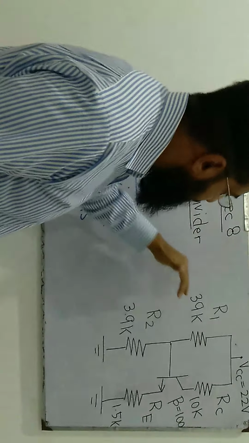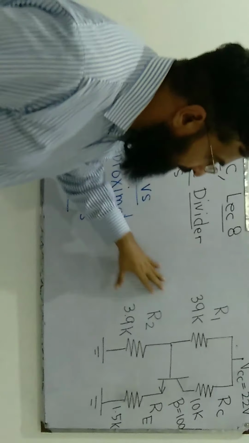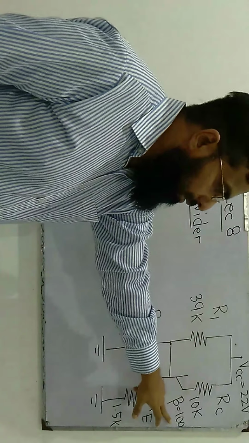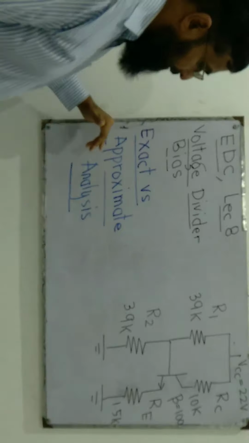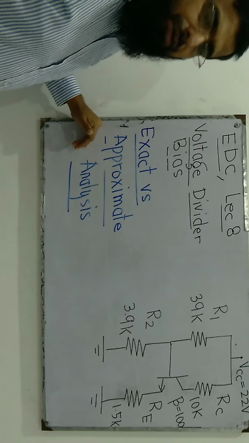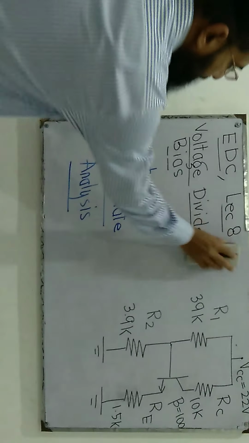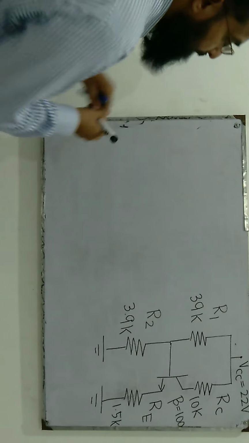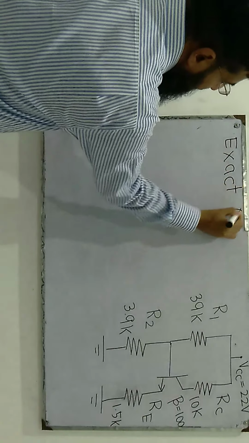First, we'll solve this given circuit where we have these given values of R1, R2, RC and RE, and beta 100, for exact analysis, and then we'll repeat the same calculations for approximate analysis, and then we will compare. First, let's solve this using exact analysis.